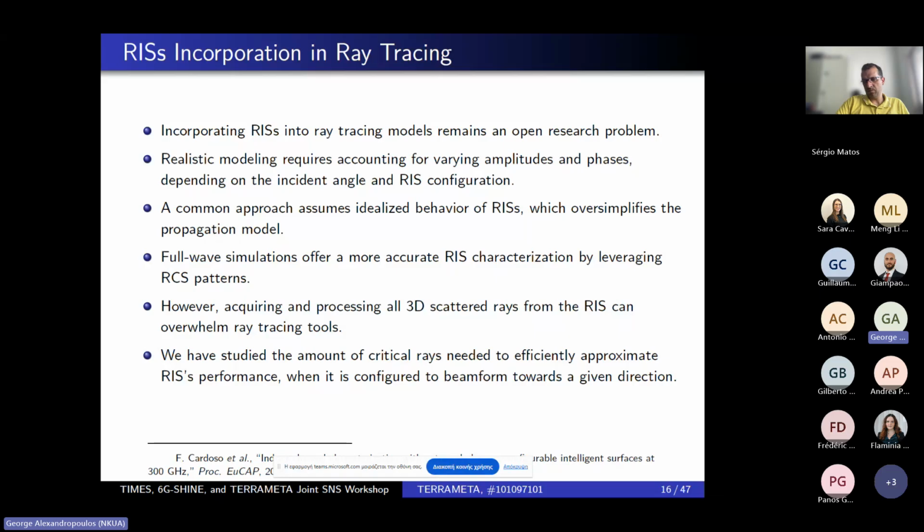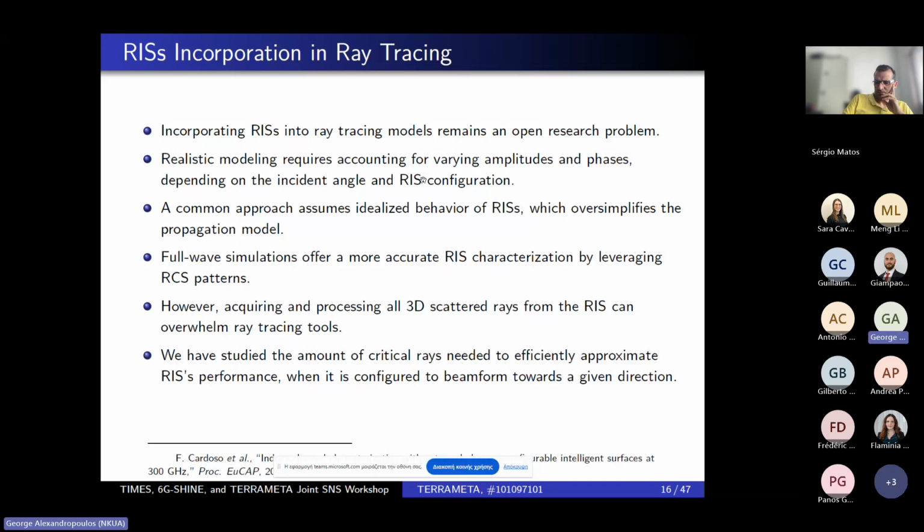And this is actually not a problem, and the reason for that is that we want to capture, when we're using an RIS, the varying amplitude and phases which also depend on the incident angle and the RIS configuration. So you see actually various factors that need to be taken under consideration when putting an RIS within a ray tracing tool. And the common approach up to now is to use actually idealized behavior of RISs, which of course oversimplifies the propagation model. Our goal with TERRAMETA is to be capable to incorporate the actual fabricated RISs into a ray tracing tool.